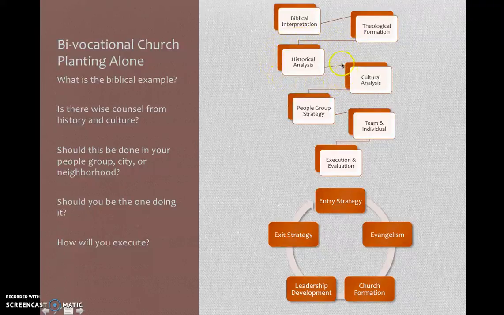History, Dr. Dodson shared near the beginning of class this semester that church planting alone is not smart. He doesn't advise it. It's probably because in the past it's gone poorly.